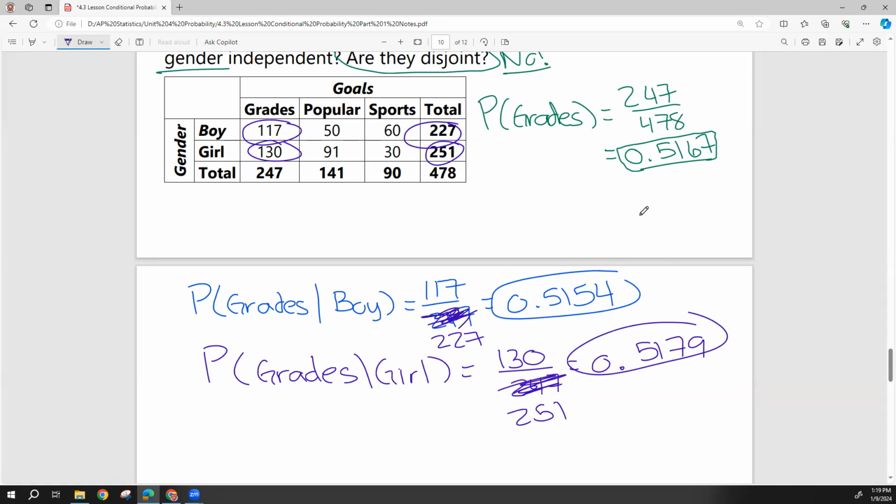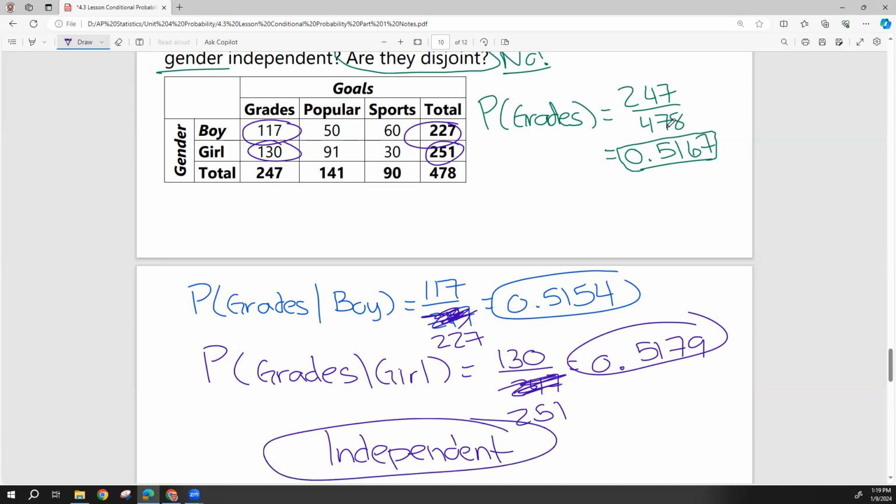I apologize. What happens here is all three of these probabilities are close to 0.52. They're not exactly the same, but they're very close. If we rounded to 2 decimal places, we would round them all to 0.52. So that means your gender has not really been influencing the likelihood that grades is more important to you than being popular or being good at sports. And so these are independent of each other. So gender and your goal are independent of each other.